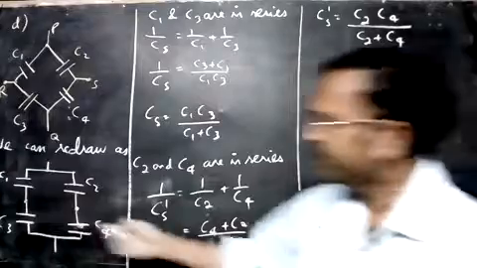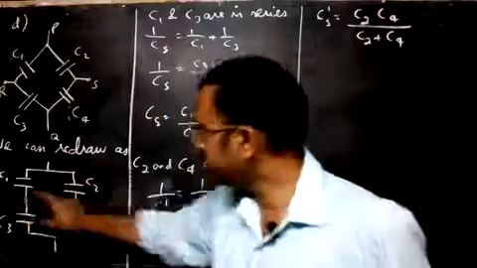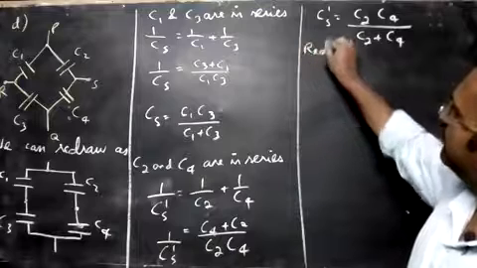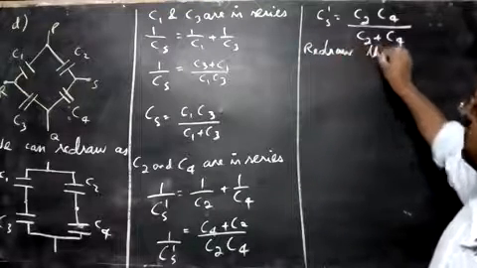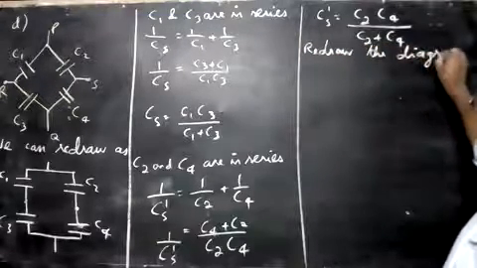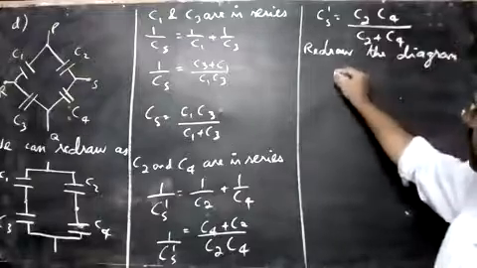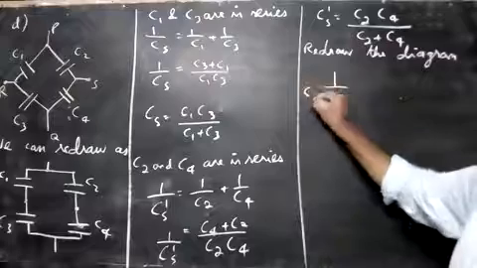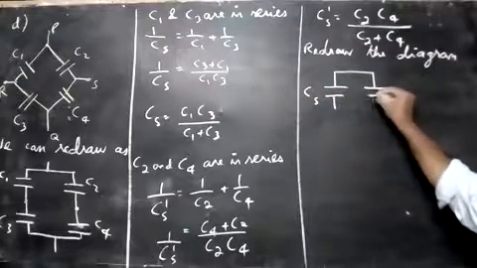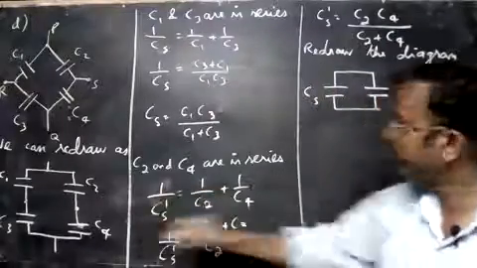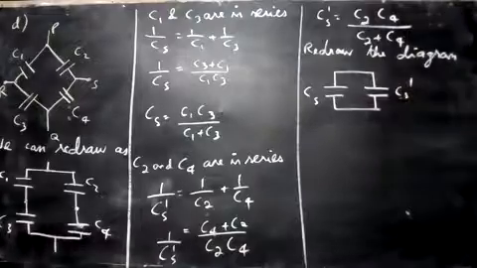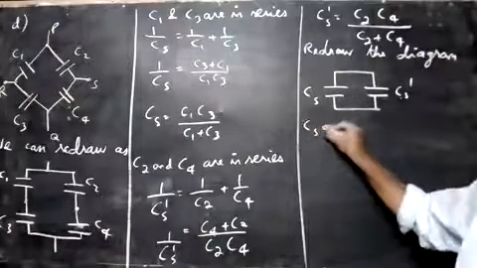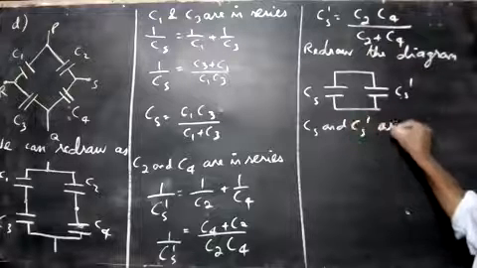Now notice that instead of these two we get CS, and instead of these two we get CS dash. So we redraw the diagram. When we redraw the diagram, you just see the left side, instead of these two capacitors C1, C3, we get one capacitor, that is CS. And on the right side, instead of those two C2, C4, we get one capacitor, that is CS dash. Just notice that these two are in parallel. So CS and CS dash are in parallel.